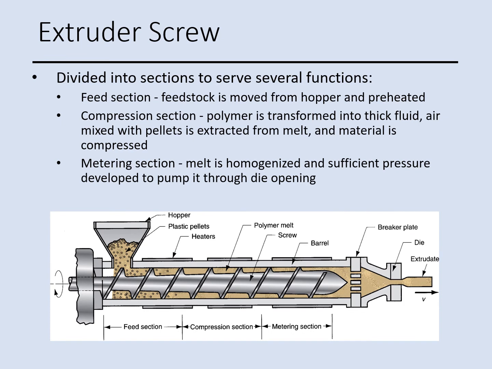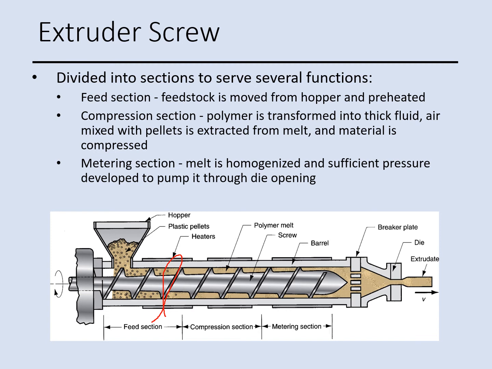The extruder screw has different sections: a feed section and a compression section. In the feed section, the feedstock moves from the hopper, and we have some preheating in this area. And then we have a compression section.